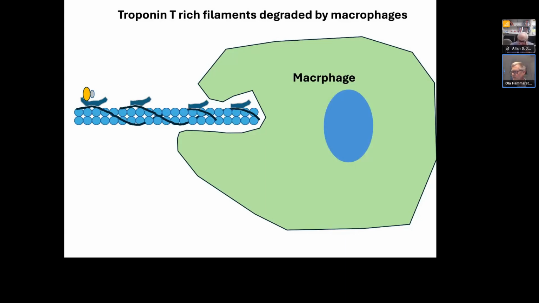And the reason behind this, we think, is that the troponin I is released via this proteolysis, whereas the troponin T, for the most part, remains bound to the insoluble filaments that is not reaching the circulation but being degraded by macrophages.